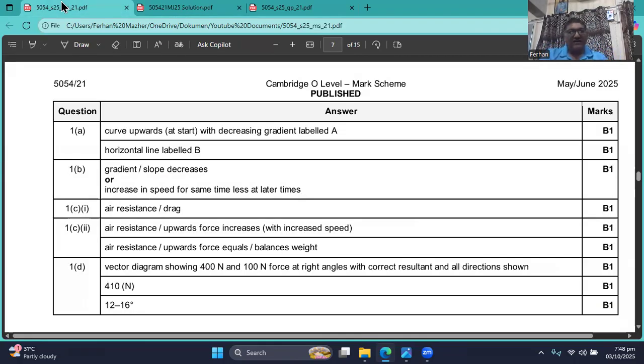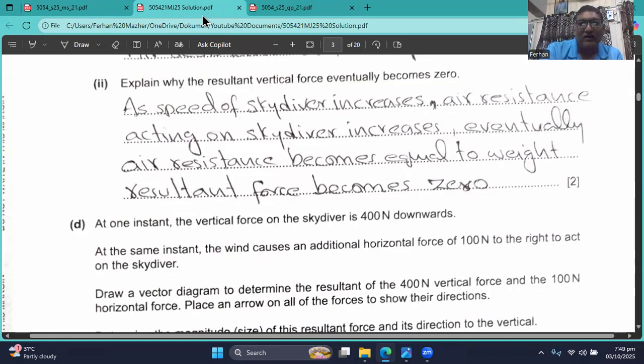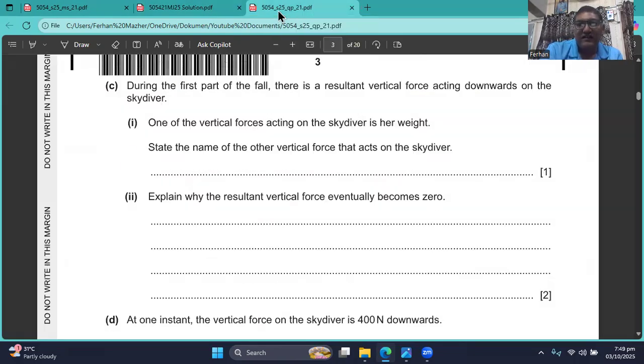So for the C part, air resistance or drag, and the 2 marks for the second part are: air resistance upward force increases with the increased speed, and air resistance upward force balances weight. The answer is right. This is the answer which I wrote. You can always rephrase it.